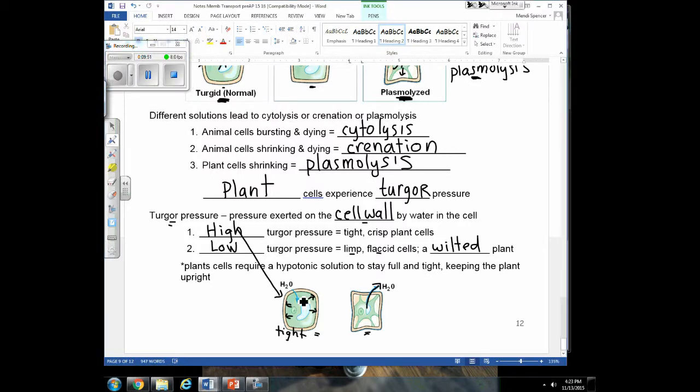So again, let's write high. I'm going to put TP for Turgor pressure in this cell. This cell is experiencing low Turgor pressure. You can also relate this to something like water balloons. If you put a lot of water in a water balloon, then there's going to be a lot of pressure in that balloon. It has high pressure, high Turgor pressure. If you take water out of a water balloon, then it's going to be really squishy and it's going to have really low pressure or low Turgor pressure.